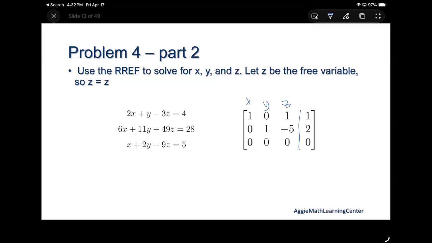So for now, I'm just going to write out the two equations. This second row gives me 0x plus 1y minus 5z is equal to 2. And 1x plus 0y plus 1z is equal to 1.